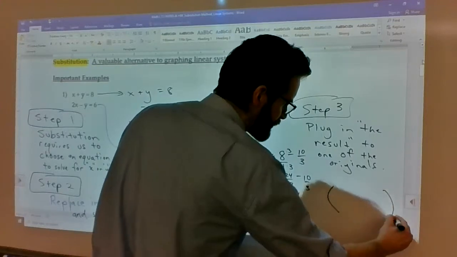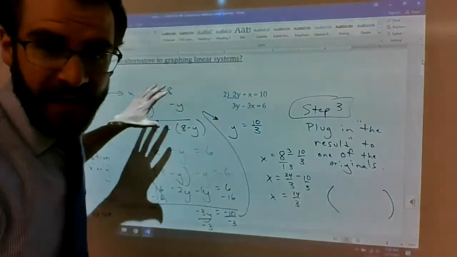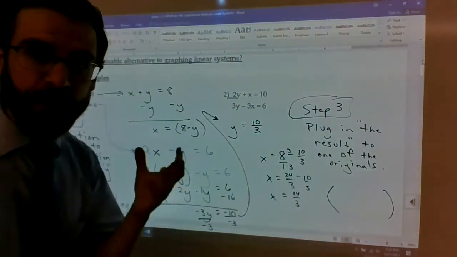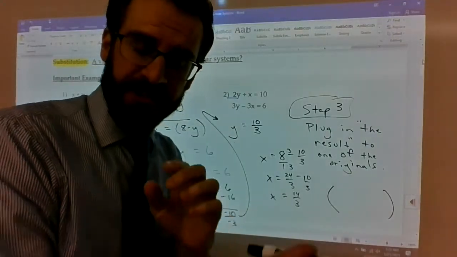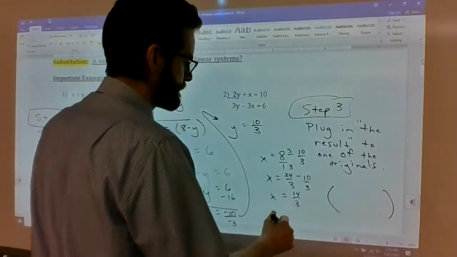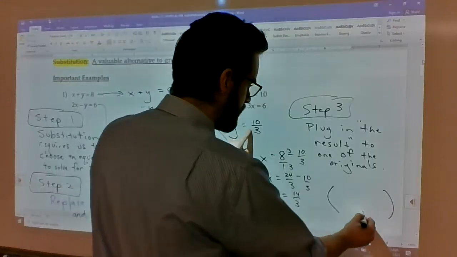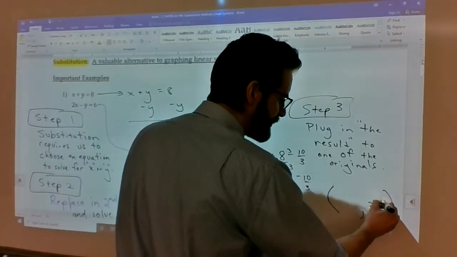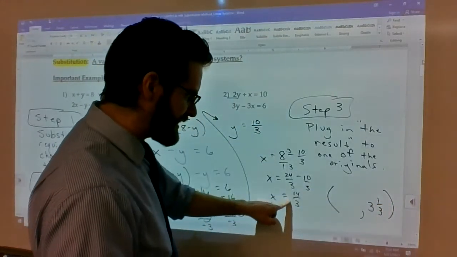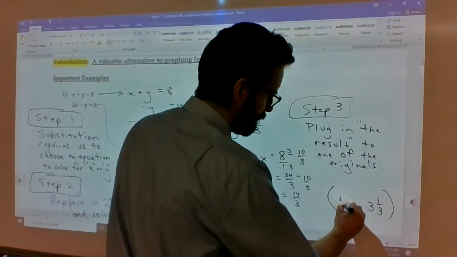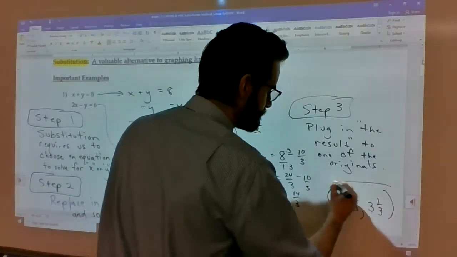Our final answer needs to be written as an ordered pair because, again, this is a linear system that could be graphed, and the solution to that system is an intersection point. So 10/3 would be a y value, that'd be 3 1/3. 14/3, let's see here, it's almost 5. 4 2/3.